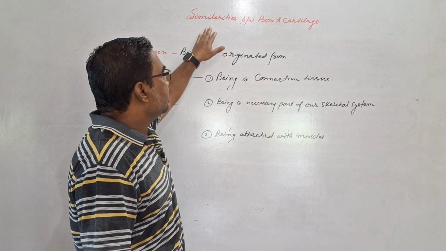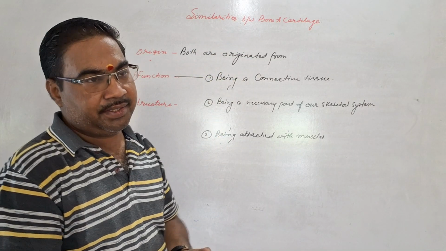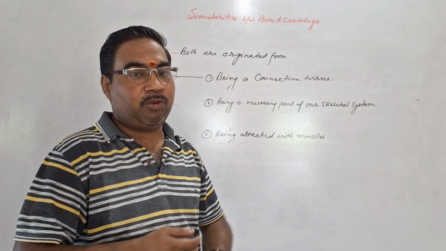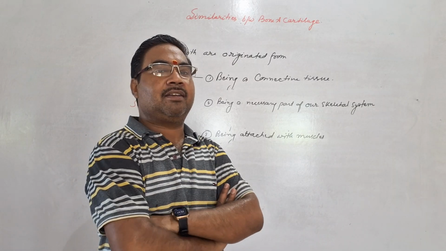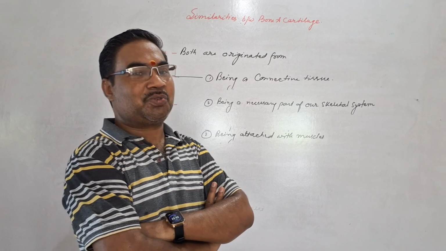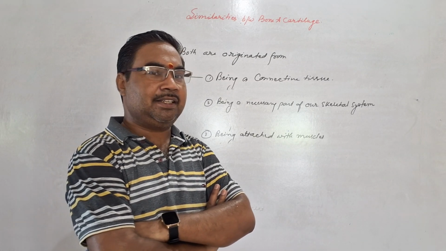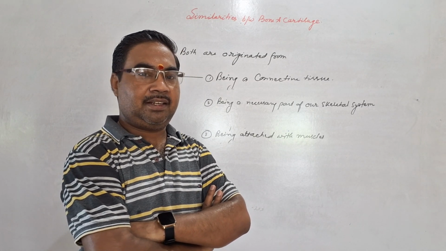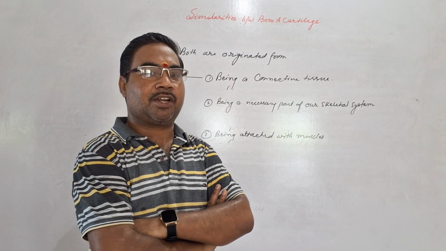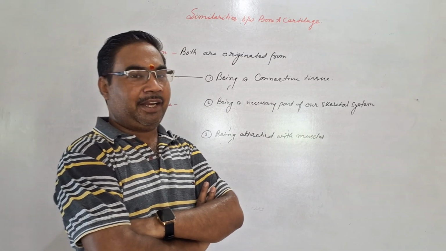Today we will focus on the similarities of bone and cartilage. First, let us recall what bone and cartilage are. Bone and cartilage are animal tissues. We studied this in class 9, the chapter Tissue, and in class 11, the chapter Structural Organization in Animals.